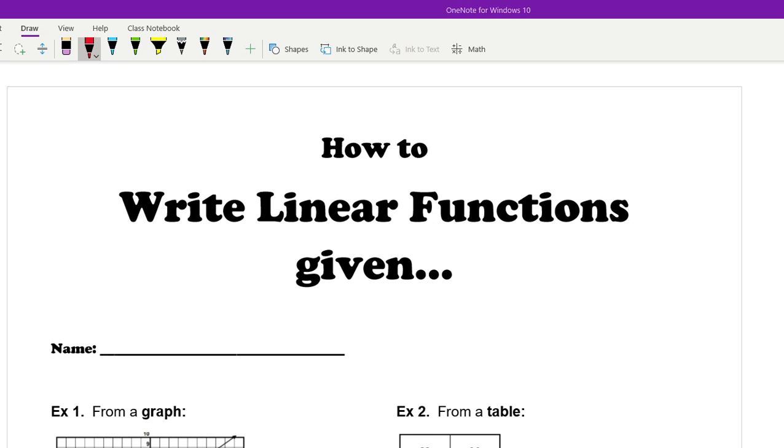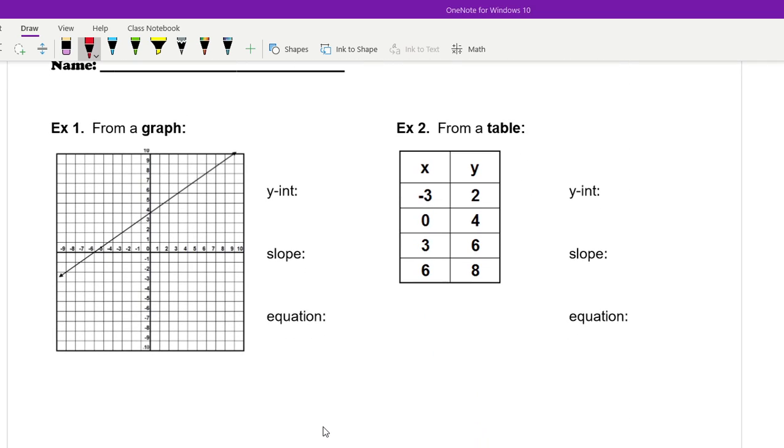Today we go over our first section of our linear functions foldable, on how to write a linear function given different setups. From our first setup, we have a graph and it's asking us to put it in our slope-intercept form. In this case, we need to find our y-intercept, our slope, and then we can create the equation.